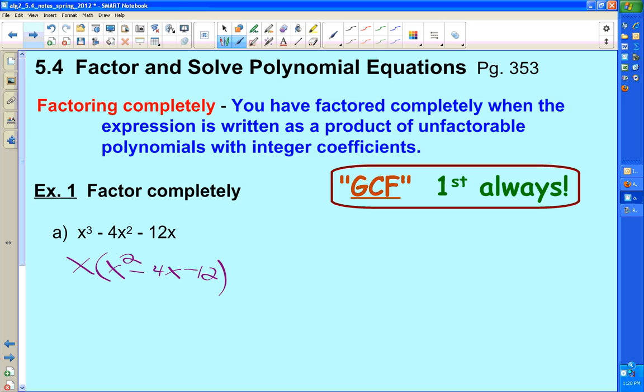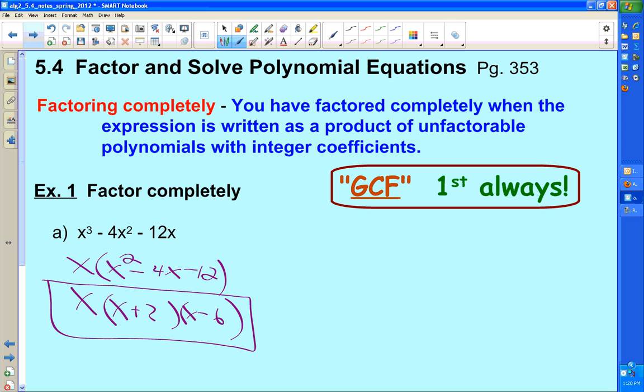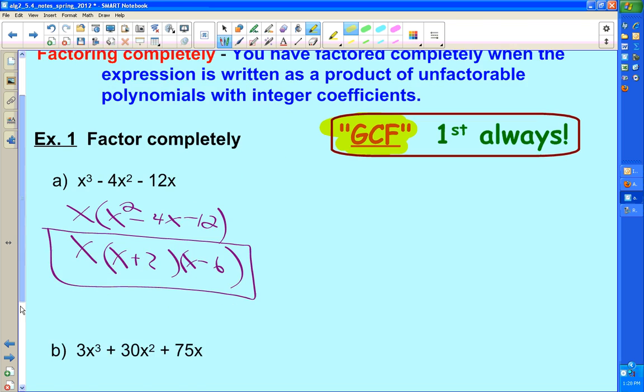X squared minus 4x minus 12, how does that factor? X plus 2, x minus 6, or x minus 6, x plus 2. I don't care which order they're in, as long as the 6 is the negative and the 2 is the positive. This is a complete factorization for us. That's what I'm looking for. This is what I'm trying to stress right here because it's so often ignored. You've got to check for what's in common first.